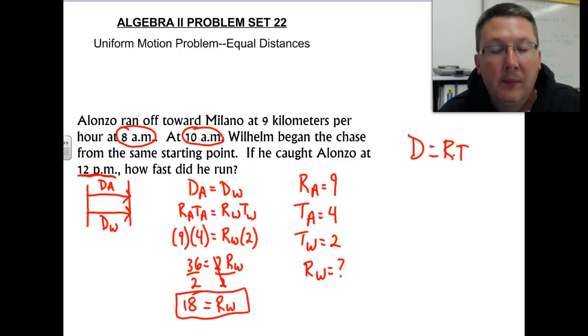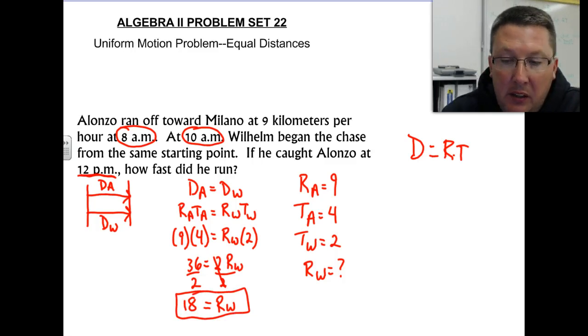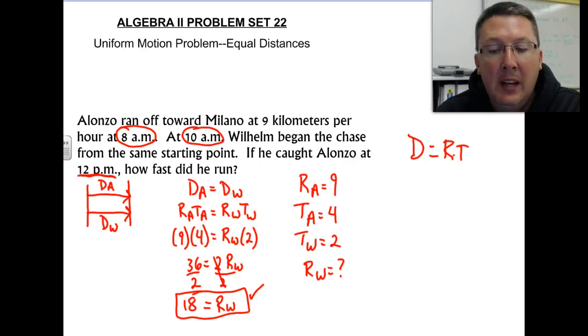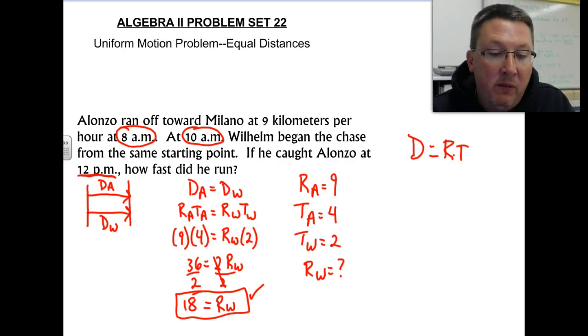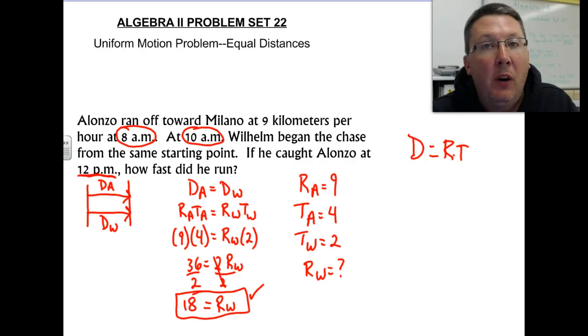So there's our answer. If he caught Alonzo at 12 p.m., how fast did he run? Well, he ran at 18 kilometers per hour. Now, one thing that was not done in these problems is every now and then you will be asked a question like this, how fast did he run? But then they'll also follow up with the question, how far did he run? What was the distance that they traveled?